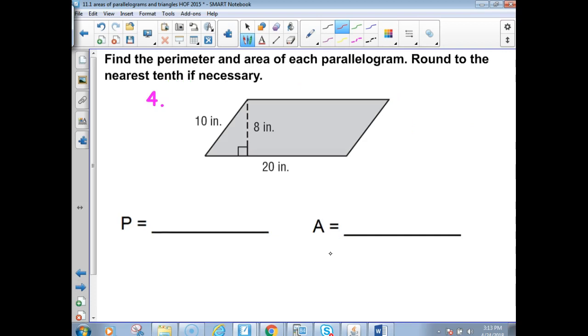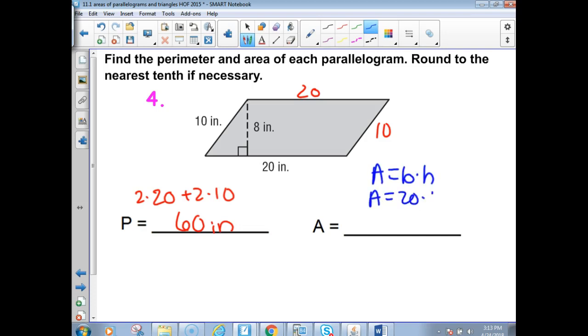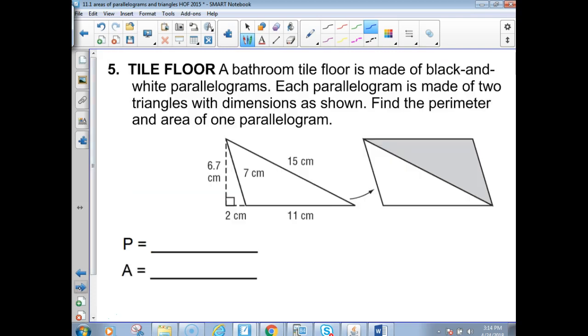All right, number 4, everything's provided for us. Opposite sides are congruent, so we have 2 20s and 2 10s. You could do 2 times 20 plus 2 times 10 to get your perimeter. That's kind of a quick way to do it. 40 plus 20 would be 60 inches around. Area is base times height. You've got a base of 20 and a height of 8. So that's 160 square inches. Now that one was really easy because everything was given to us. We didn't have to find anything. We just did it. But of course, they're not all that easy.